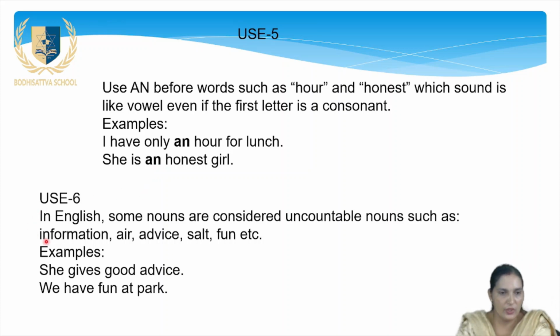Now look at the next one, use six. In English, some nouns are considered uncountable nouns, such as information, advice, salt, fun. Yes, these are considered uncountable nouns. So here there is no use of articles. For example, look here. She gives good advice. We have fun at the park. These sentences have uncountable nouns. So there is no use of articles. In uncountable nouns, we do not use articles.